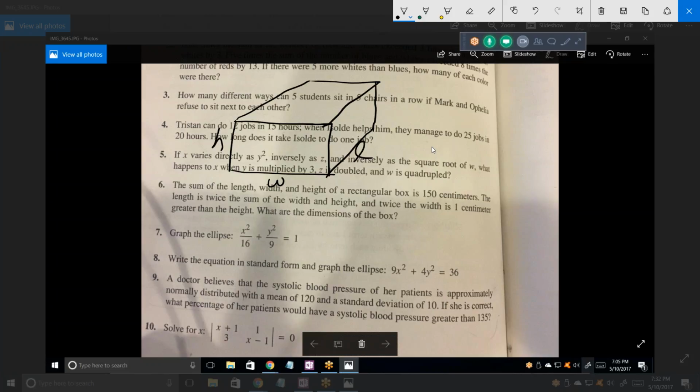Awesome. Okay. The first sentence. Give me an equation that I can write. L plus W plus H equals 150.